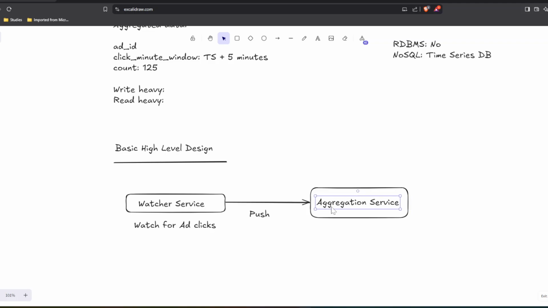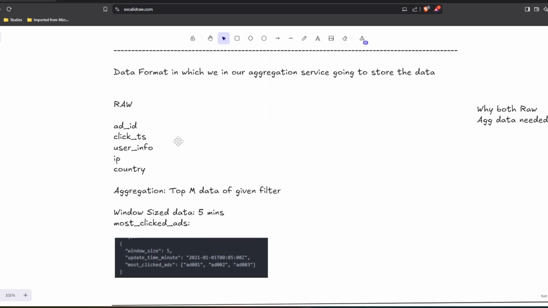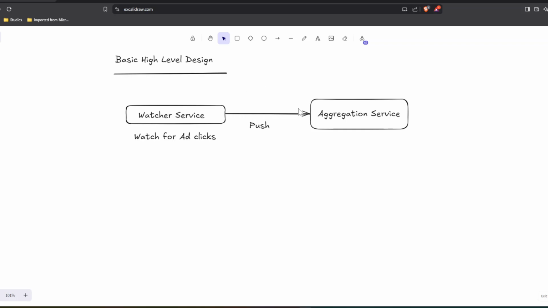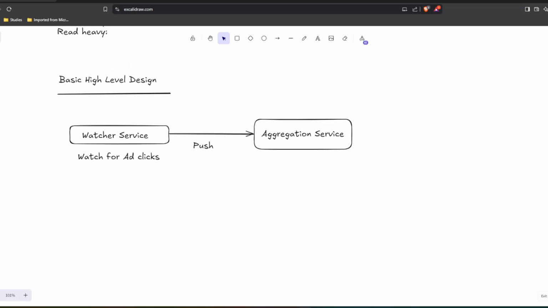This aggregation service will do various kinds of aggregation. This watcher service is definitely going to pass multiple data, as we were seeing in the other place: the ad id, the click timestamp, the user info, ip, country, all this data it is going to push. And then after doing the aggregations, the aggregation service will further push the data to the corresponding database. Just think of it as our aggregation database that we initially thought of. And after that there will also be a querying service.